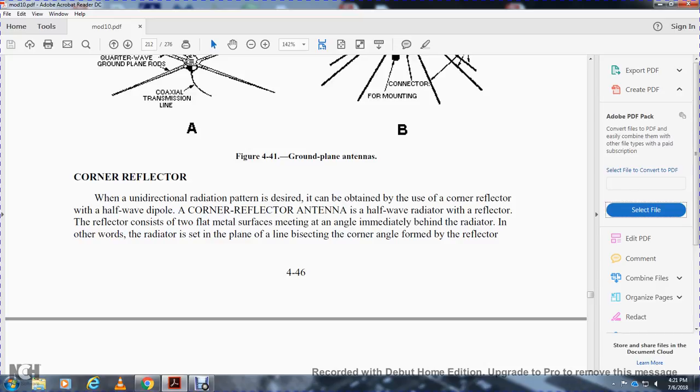Where unidirectional radiation patterns are desired, they can be obtained with the corner reflector, half-wave dipole. The corner reflector antenna is a half-wave radiator with a reflector. The reflector consists of two flat metal surfaces meeting at an angle immediately behind the radiator.